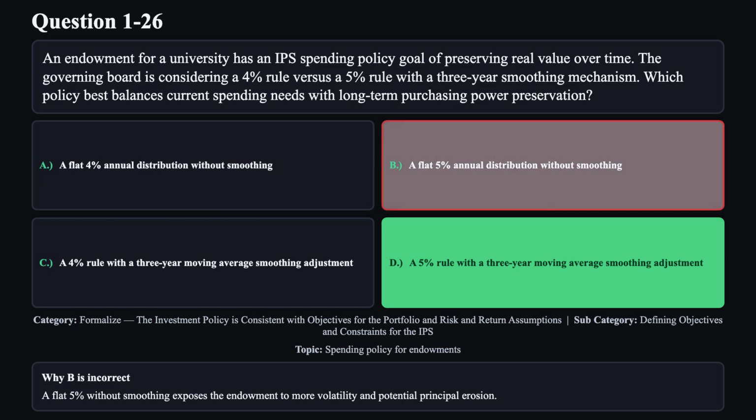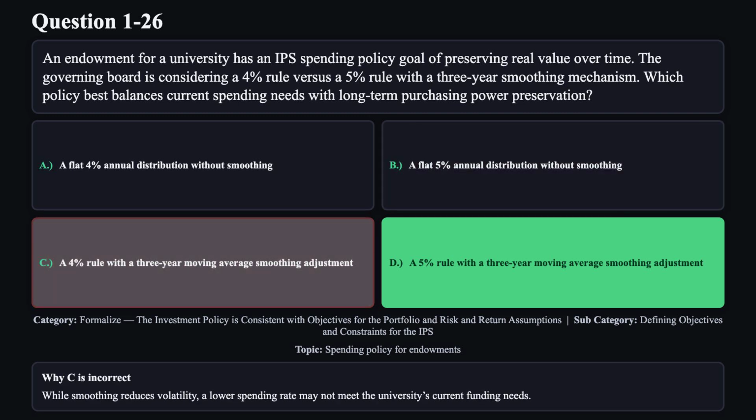Reason B is not correct. A flat 5% without smoothing exposes the endowment to more volatility and potential principal erosion. Reason C is not correct. While smoothing reduces volatility, a lower spending rate may not meet the university's current funding needs.